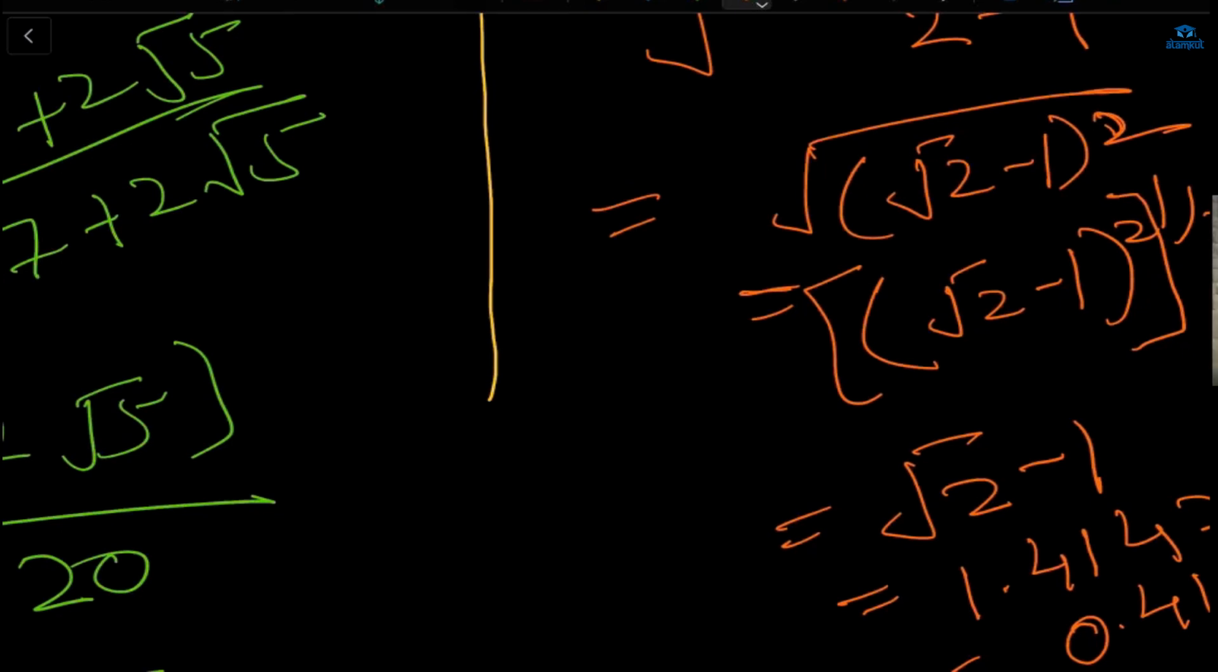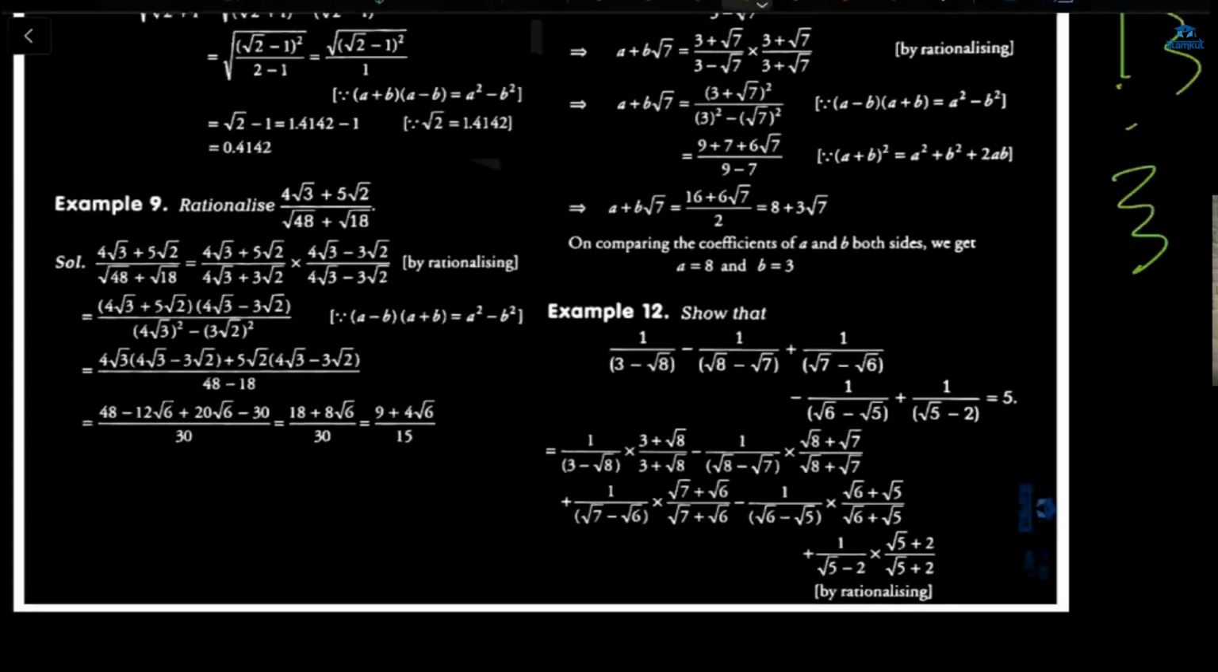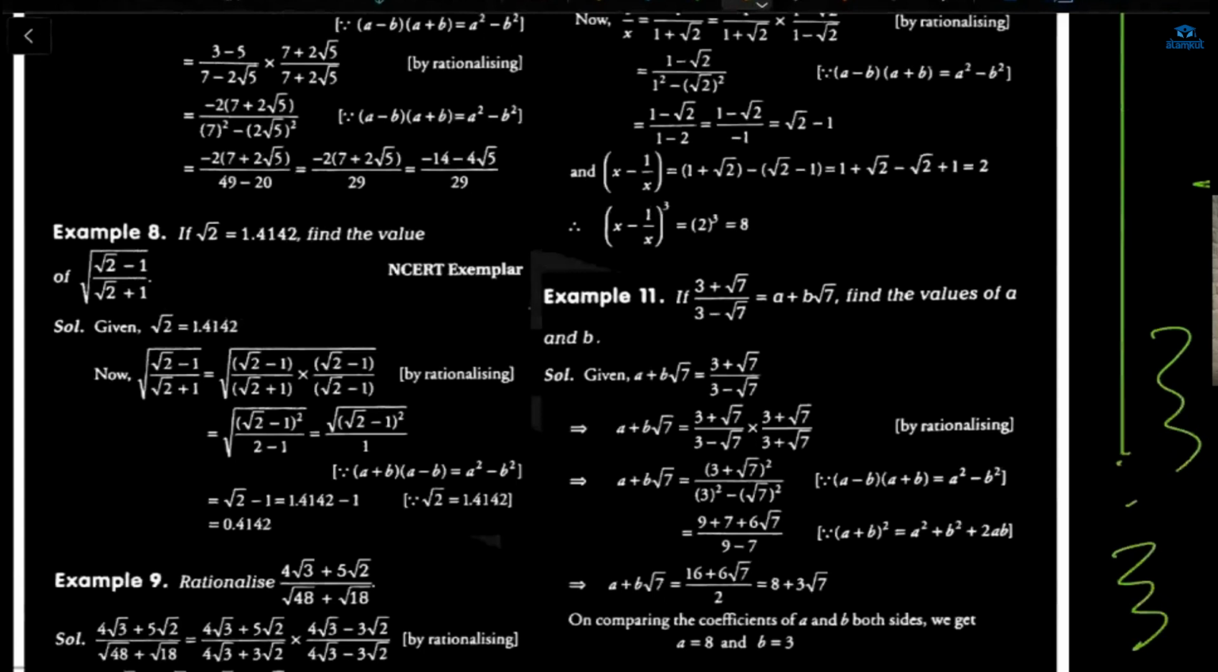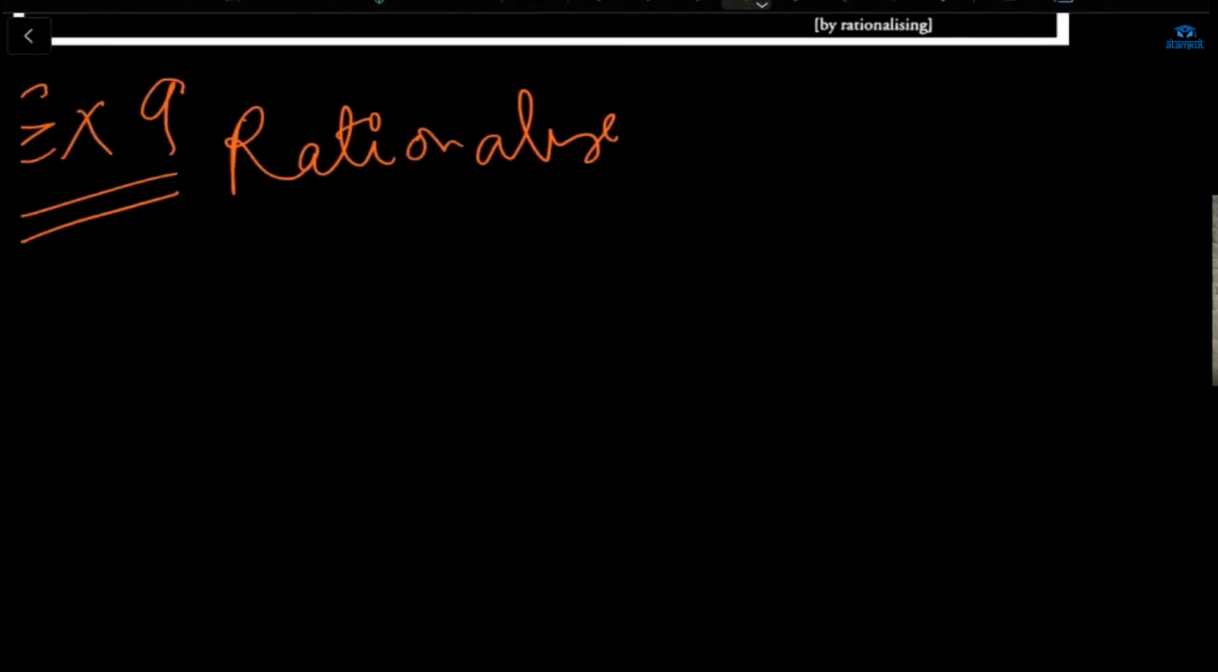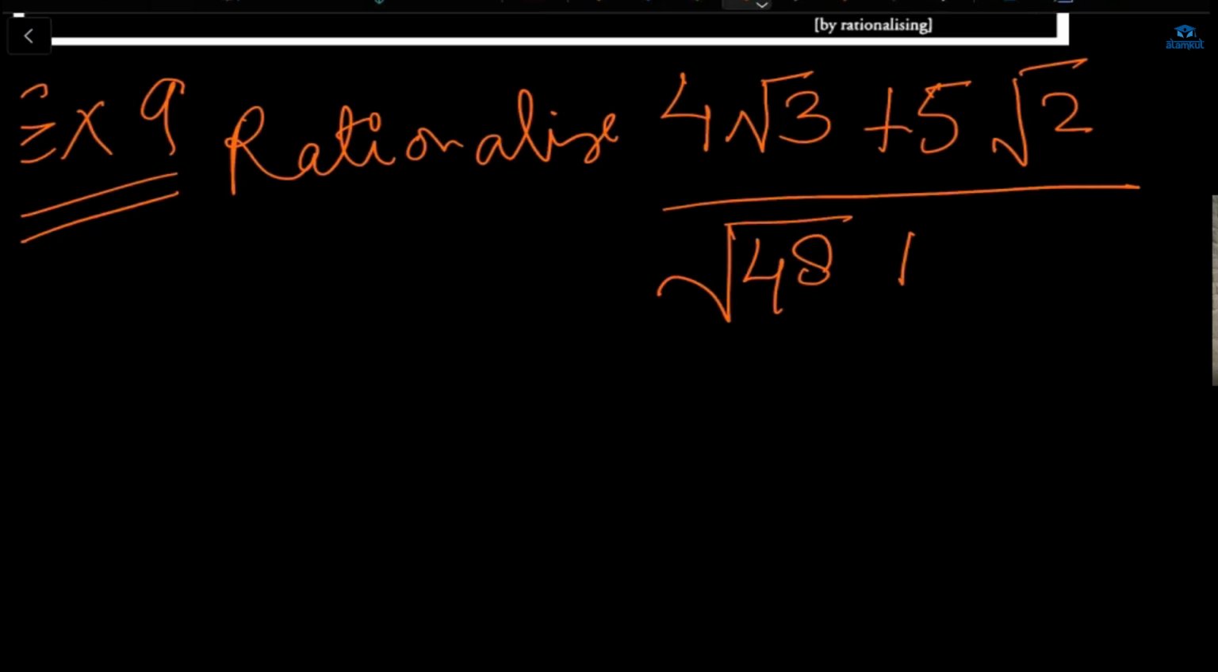This is the easy one because you just need to rationalize and check with the values. So everybody solve this question. I will write it here. Example number 9. You have to rationalize this value: 4 root 3 plus 5 root 2 divided by root 48 plus root 18. So this is the question. Now you have to rationalize this.